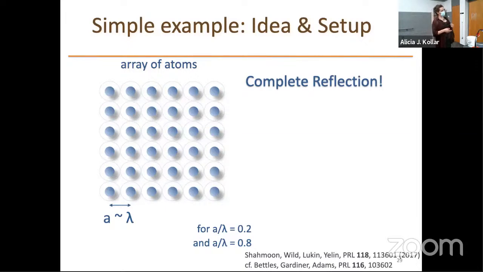But then we looked a little bit closer, and actually we found that this is not true in general, but it's true for two values of the ratio between the lattice constant and the wavelength, namely 0.2 and 0.8. Please do note that's resonant light.